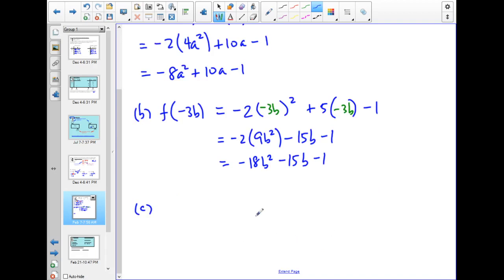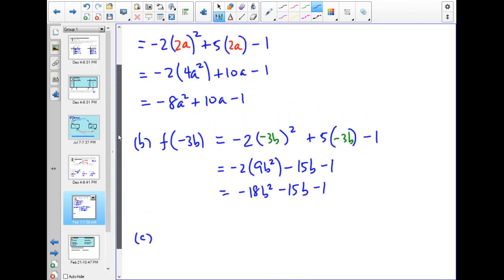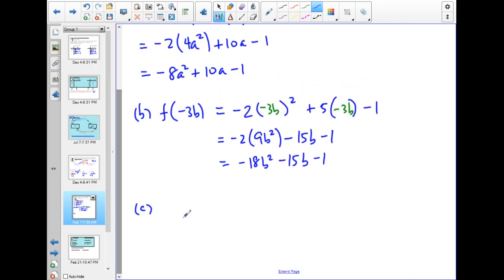And finally, let's finish off with c. F of x plus 2. Now this is interesting because notice that I'm not actually changing the character that I'm using for the variable. But the procedure that I'm going to use here is exactly the same. So I'm going to write it out the same way, just so you get used to that idea.